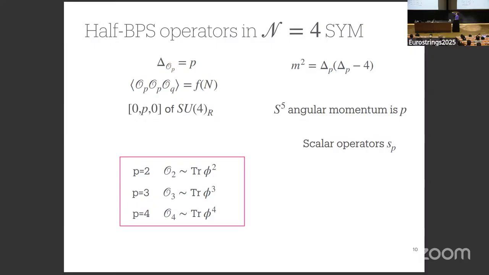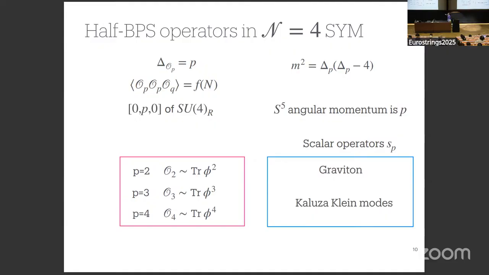If you have O2, this operator, which has dimension 2, is essentially trace of phi squared. If you have p equal to 3, you have roughly trace of phi cubed. Both of them are essentially dual to single-particle states. For instance, this operator O2 is dual to the graviton. Those are scalar operators in AdS, and in particular this one sits in the same supermultiplet as the graviton. This one is a Kaluza-Klein mode of the graviton. And also, when you go to p equal to 4, you actually have two options.